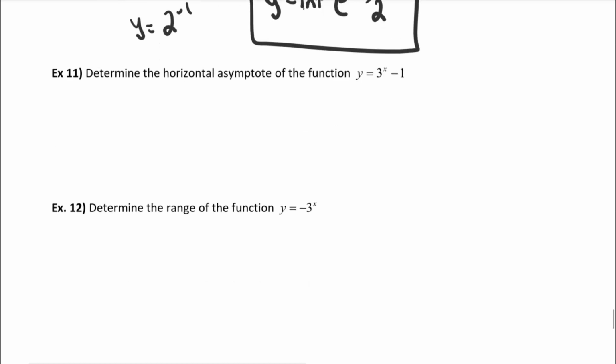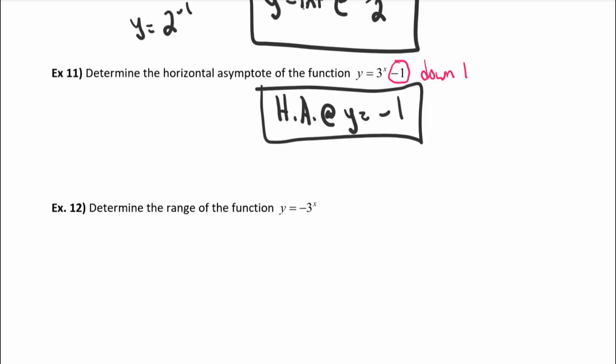Example 11: determine the horizontal asymptote of the function y is equal to 3 to the power of x minus 1. The only thing to take away is this part here, which means you're moving the entire graph down 1. Because you're moving the entire graph down 1, your horizontal asymptote will also move down 1, which means it will be at y is equal to -1. Again, that follows from your base graph having a horizontal asymptote at 0. Move it down 1, now it's at -1.